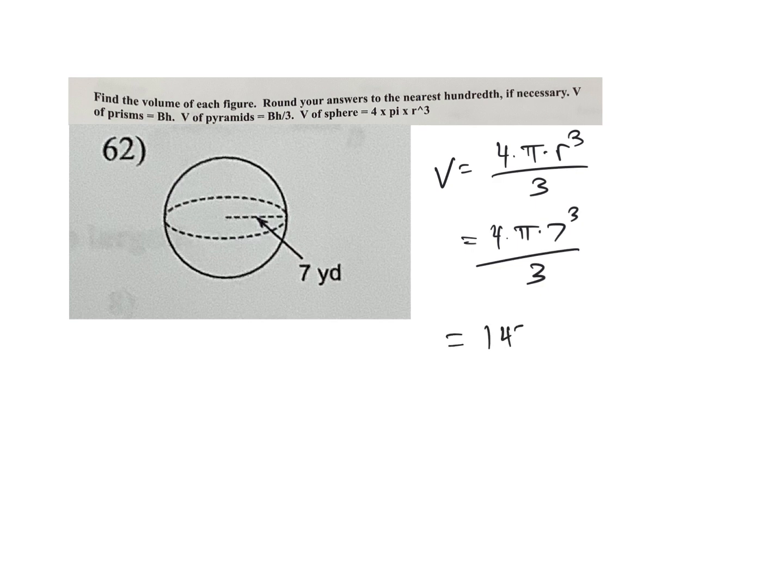All right, now we have a sphere. So the volume of a sphere is 4 times pi times r cubed divided by 3. Your radius is 7. So you must do that first. 7 cubed is 343 times pi times 4 is 4310 divided by 3. 1,436.76 cubic yards.